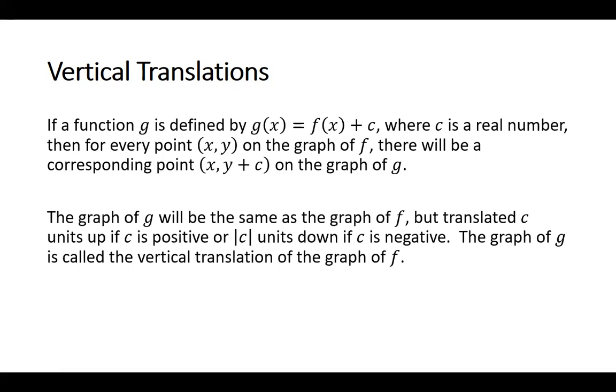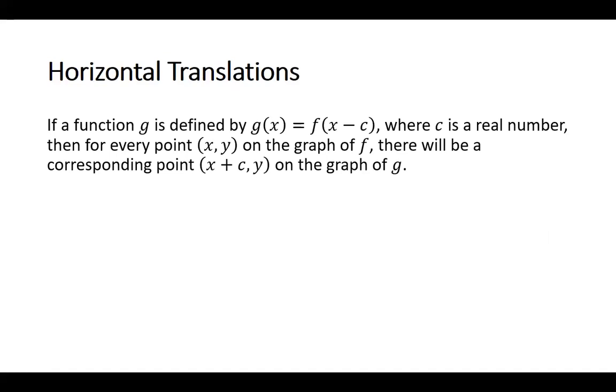The graph of g will be the same as the graph of f, but translated c units up if c is positive, or the absolute value of c units down if c is negative. The graph of g is called the vertical translation of the graph of f, or it's been shifted up or shifted down by a certain number of units.